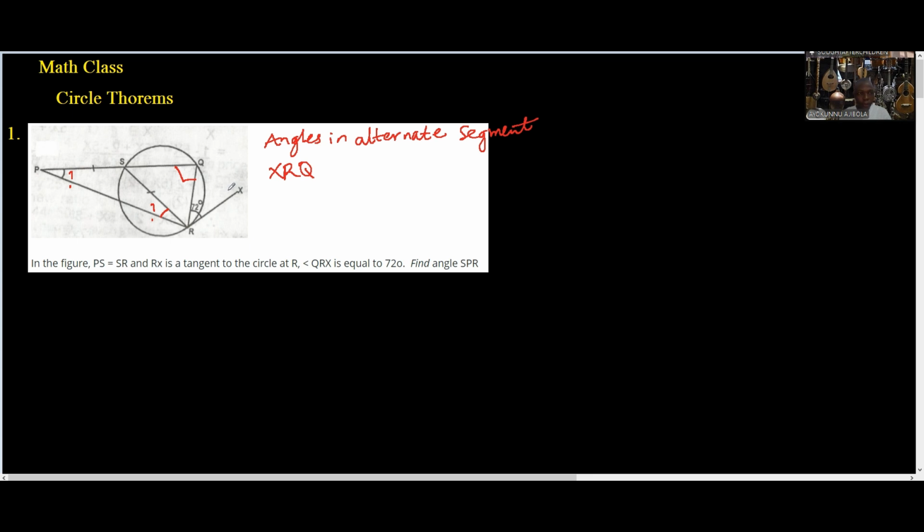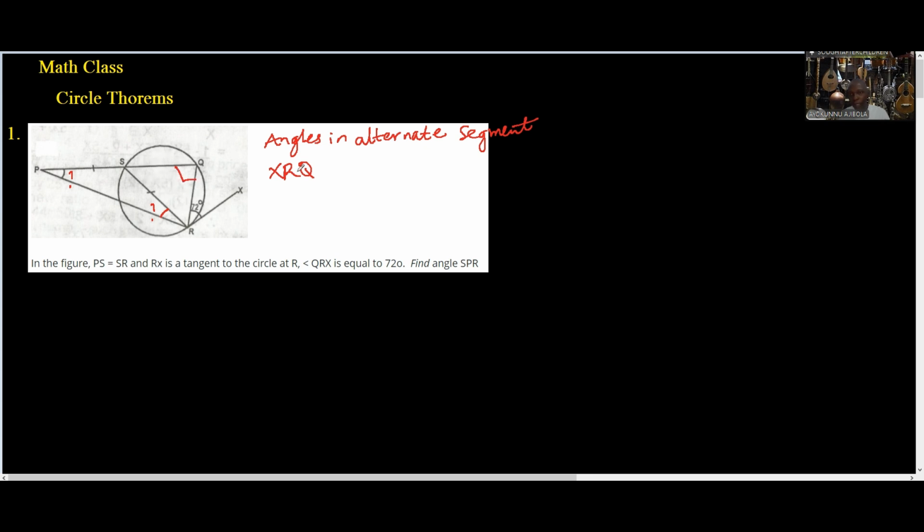Are you hearing me? Yes, sir. I said, if you look at this space, this is a segment. Do you agree with that? Yes, sir. And here is another segment here in the circle. So it is the angle in this alternate segment, and this is also going to form a segment.